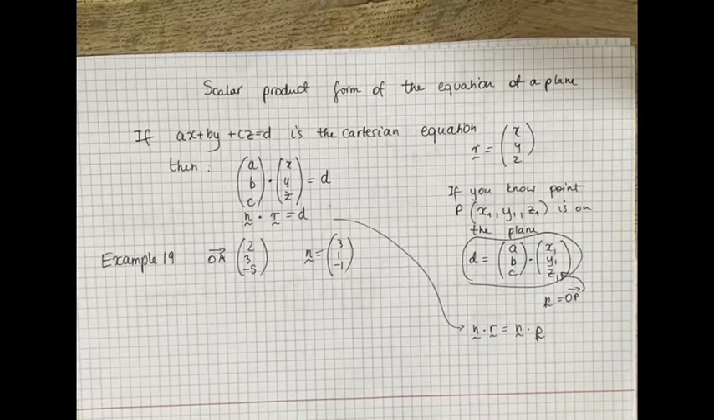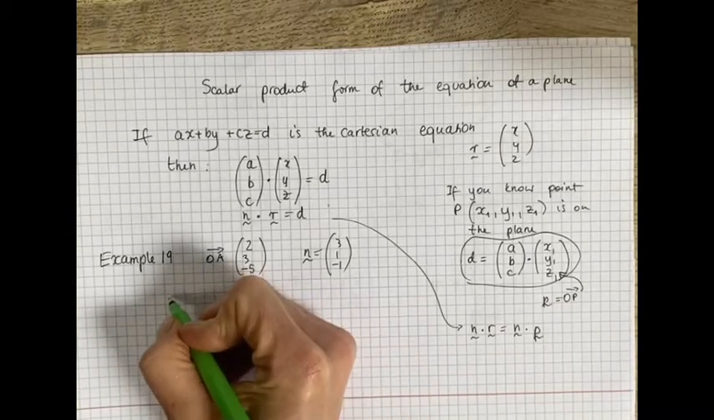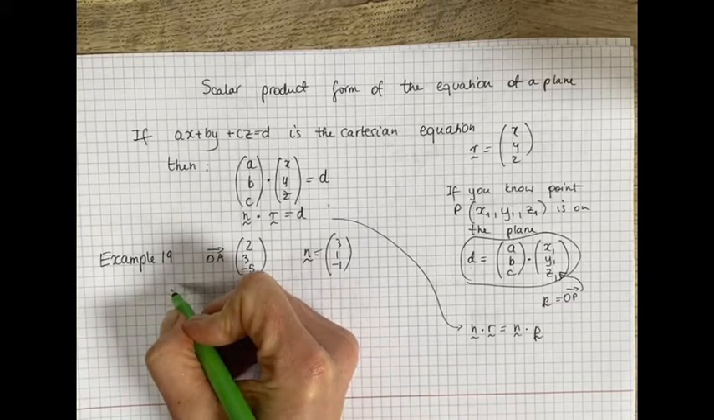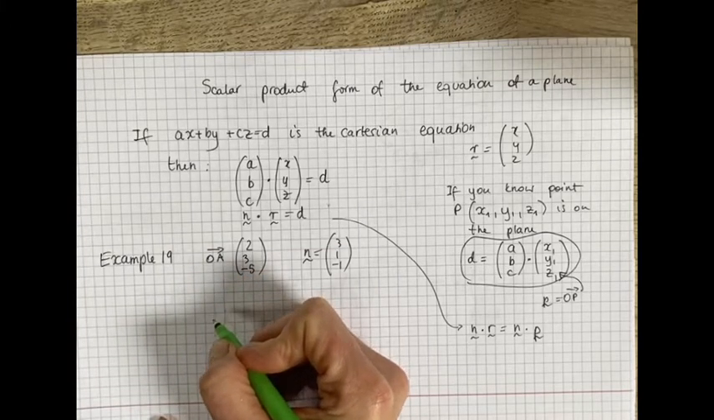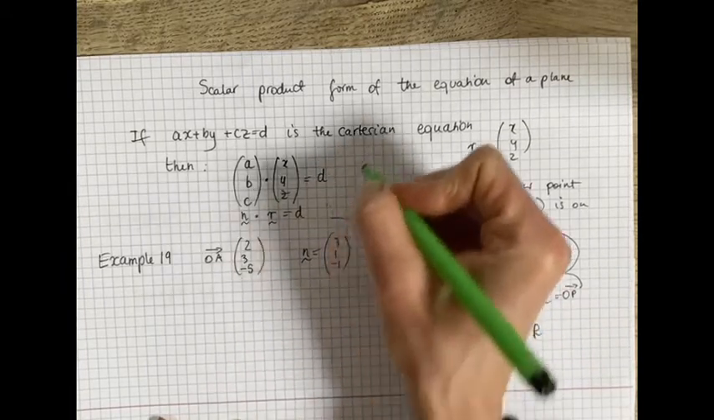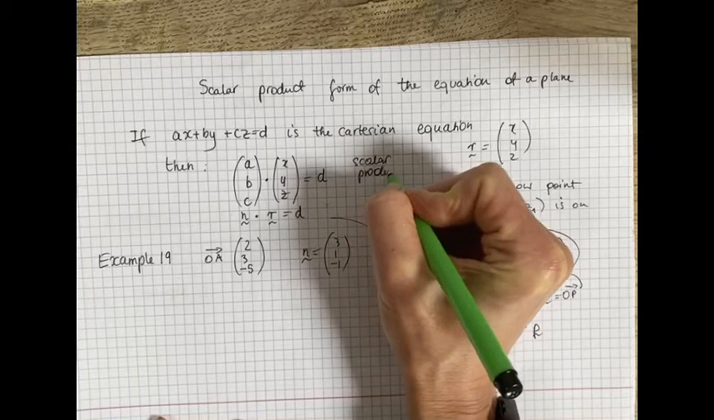Okay, so let's have a go at example 19. We've got plane pi passes through the point A with a position vector 2, 3, minus 5, and is perpendicular to the vector n, and we've got vector n. Find an equation of the plane. So this is really quick. You're going to write it down as we want an equation, both Cartesian and scalar product form. This is, by the way, called scalar product form.